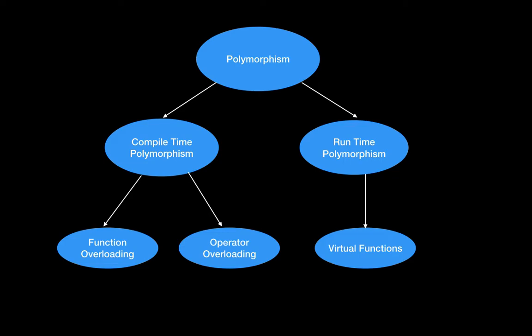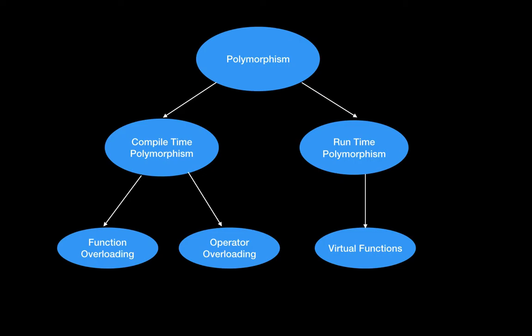There are two types of polymorphism. If you look at the figure on the screen, it's compile time polymorphism and runtime polymorphism. We can achieve compile time polymorphism with the help of function overloading and operator overloading. Runtime polymorphism, on the other hand, can be achieved with the help of virtual functions. In fact, I would like to add here, runtime polymorphism can be achieved with the help of a combination of virtual function as well as the base class pointer.